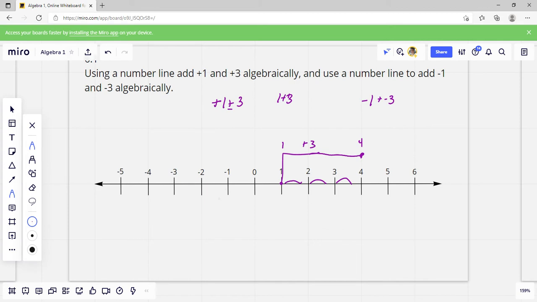All right, so negative 1 means we start down here at negative 1, and now we need to add negative 3 to it. So negative means that we go that way, right? So that means we're going to go back 3. So 1, 2, 3, and we're going to get to negative 4. Okay, so that one's going to equal negative 4.